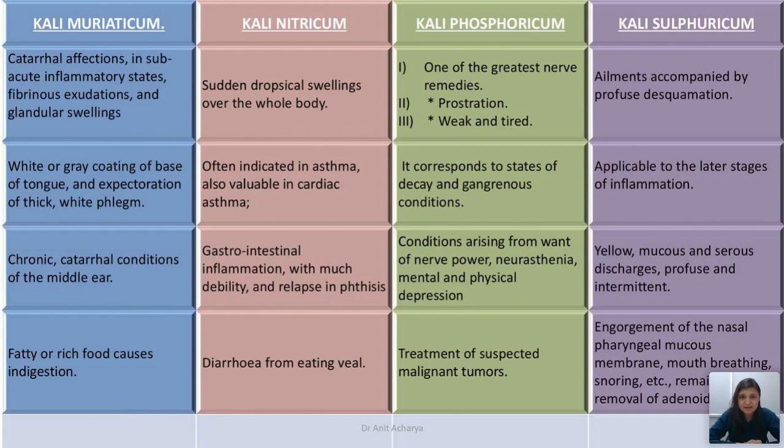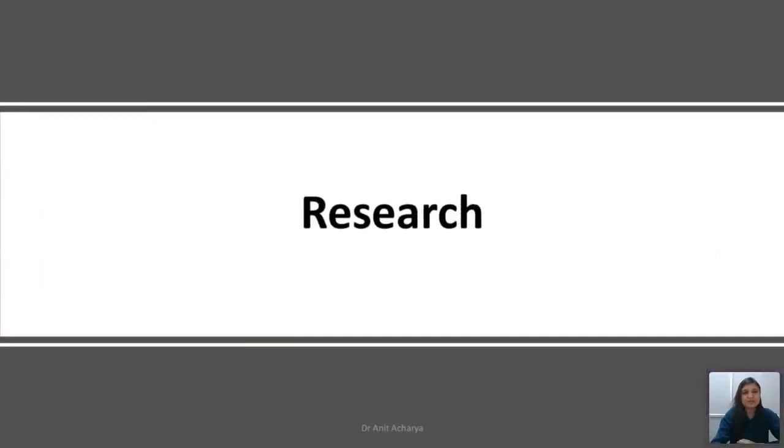Then comes Kali sulph with the yellowish mucus discharge and profuse discharges, later stages of inflammation. And particularly for desquamation, like a psoriasis condition, we can think of Kali sulph. It has a wonderful action on the epidermis. So profuse desquamation, in any of the clinical conditions, we can think of Kali sulph. Now, this was all about the Kalis.